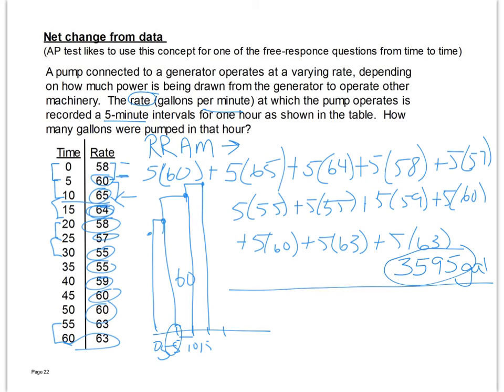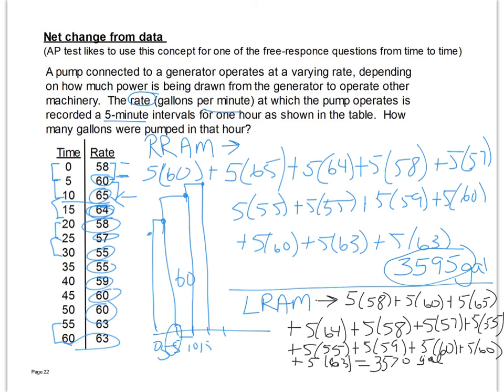It isn't necessarily an over or under estimate, but to get a really good estimate, do an LRAM and then average the two. So I'm going to do that. I'm going to do my LRAM and then show you my work that I got and see if we agree. But averaging those two is the absolute best answer you can actually get. So you see here, I got 3,570 gallons.